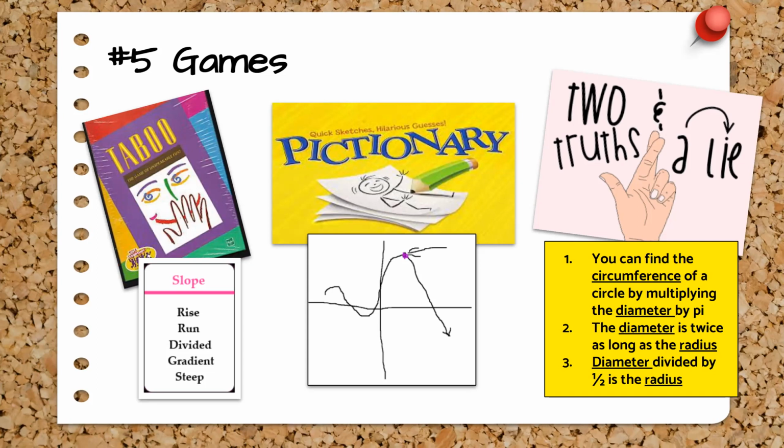And finally, another fun game to play is Two Truths and a Lie, or Two Truths and a Fib. Maybe you've played this game as a get to know you activity with friends or with your students before, but you can also use it using academic vocabulary. For example, this is one a student wrote. Number 1, you can find the circumference of a circle by multiplying the diameter by pi. Number 2, the diameter is twice as long as the radius. And number 3, the diameter divided by 1/2 is the radius. So 2 of those are truths. 1 of them is a lie. Can you figure out which one it is?